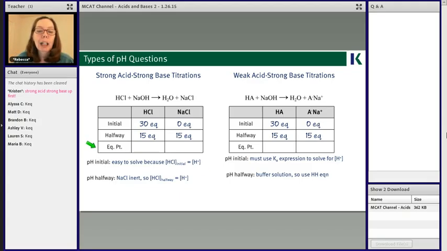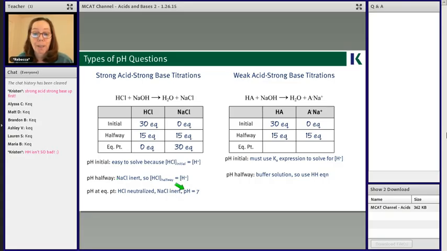All right, how about the equivalence point? Well, at the equivalence point, we've used up all our acid, and everything has turned into sodium chloride. Guess what? Our pH is going to be based on the fact that the acid's neutralized. Since it's strong and strong, it's got to be pH 7.